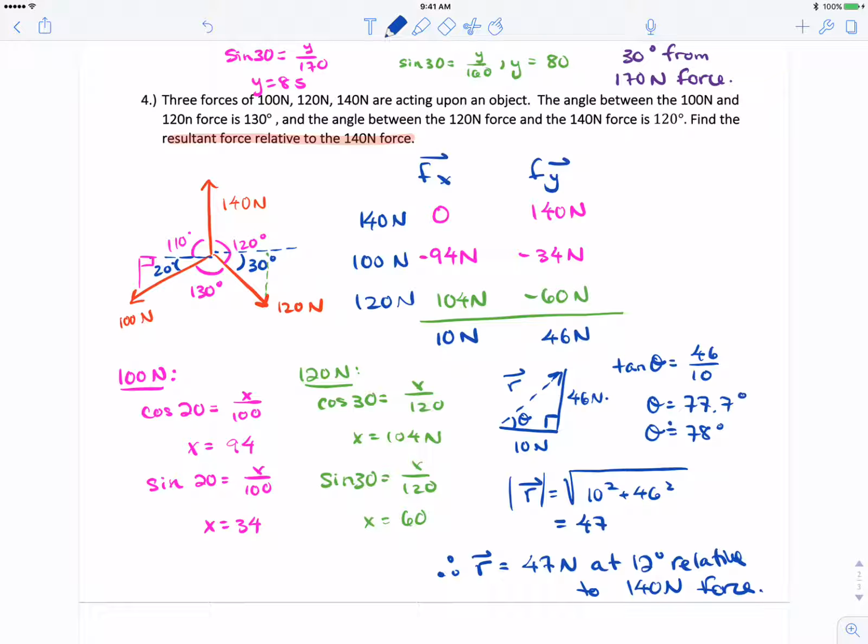The angle, are you getting a different one? So is your horizontal? Yeah, I think that's it. You got the same one? Okay. And again, because it doesn't matter, if your 140 is here, it's still relative to the 140, so it shouldn't matter which way you set up your pictures, which is what's kind of nice about this.